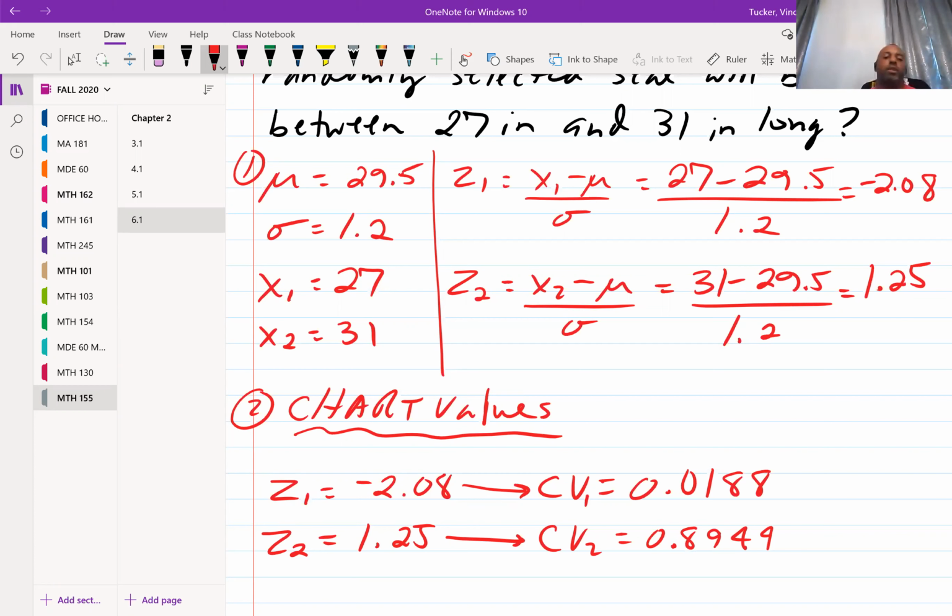All right, so go to the chart. Read it just like we did the first two, and you get 0.0188 for the first one, 0.8944 for the second.